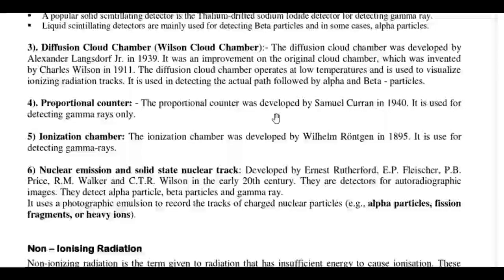The third one, the diffusion cloud chamber, also called the Wilson cloud chamber. The diffusion cloud chamber was developed by Alexander Langsdorff Jr. in 1939. It was an improvement on the original cloud chamber, which was invented by Charles Wilson in 1911. The diffusion cloud chamber operates at low temperatures and is used to visualize ionizing radiation tracks. It is used in detecting the actual path followed by alpha and beta particles.